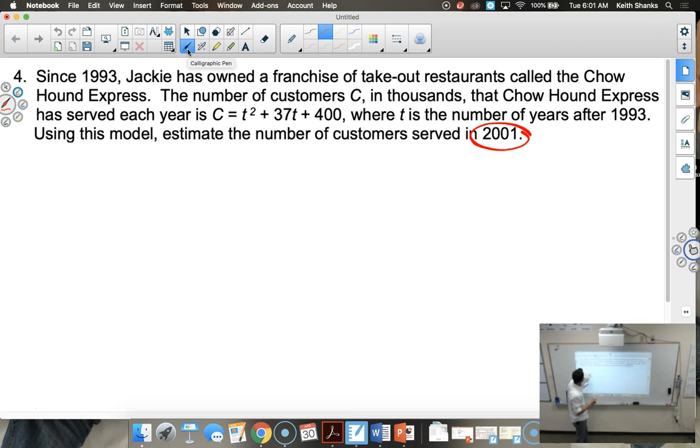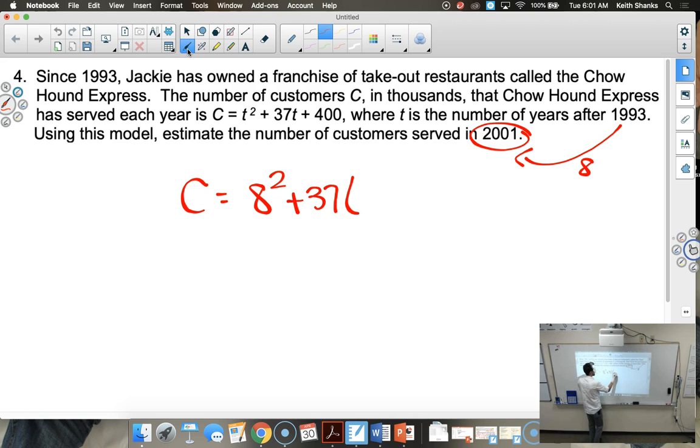They tell me that to estimate the number of customers, that's what C is, the number of customers in thousands. And T is the number of years after 1993. So 2001 is a total of 8 years after 1993. So all we're doing for this problem is plugging in 8 for T. And then you're just solving this.